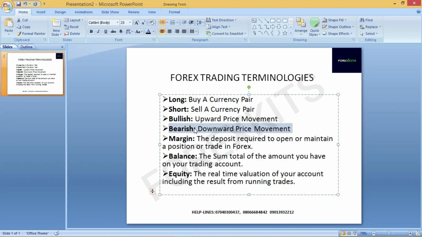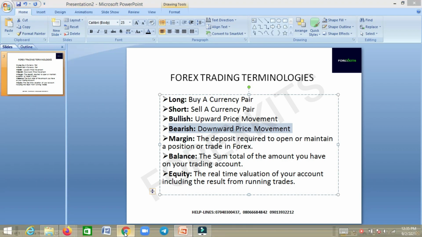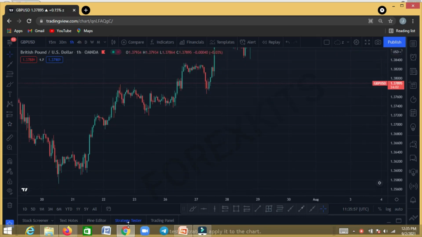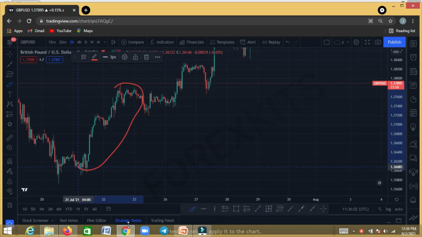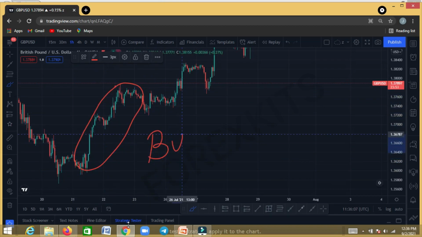So bulls are people that are buying, bears are people that are selling. So back to our charts, okay. So let's try to see an example. So clear example. Take a close look at this level right here. Price was moving higher, okay. So at this point we can call this what? A bullish movement, okay. So bullish movement.